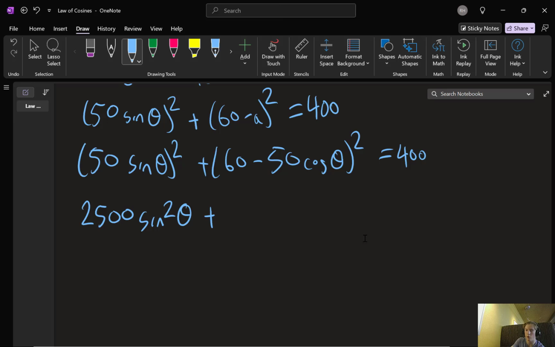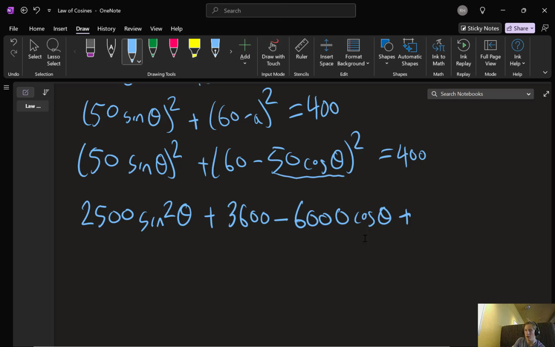So it's in the form A squared minus 2AB plus B squared. So this 60 squared is 3600. And then 60 times 50 is 3000. Multiply that by 2, and that's 6,000. And then we also have the cosine of theta, because we have to multiply 2AB. And then we square B squared, which is this term.